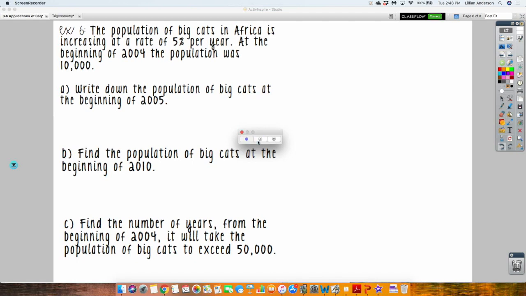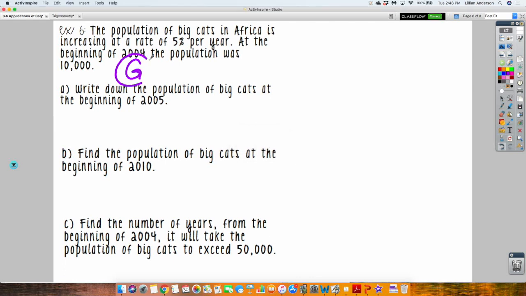I want to see if you guys can do this before I jump in. So I want you to do A, B, and C. The population of big cats in Africa is increasing at a rate of 5% per year. If it's increasing at a rate, then you already know that this is geometric, and your common ratio is what? 1.05. At the beginning of 2004, the population was 10,000.